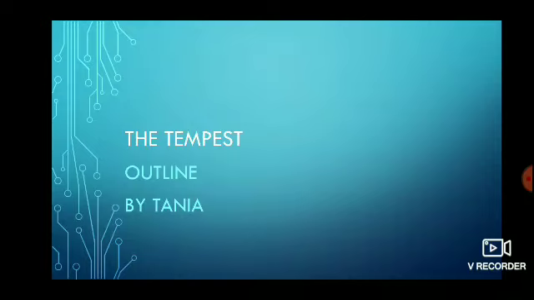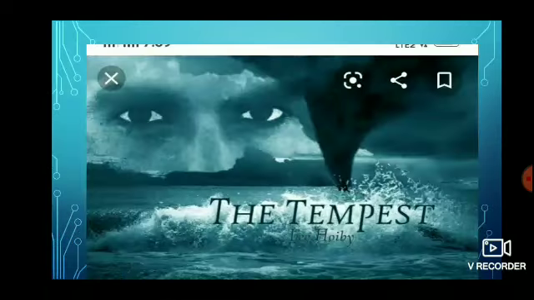Now, here I'm going to tell you about the Tempest. As you're just a beginner, it is just the outline of the story, The Tempest, for all who have not yet started it. And before starting, you should know the outline. When you are aware of the overall story or overall part of this drama, it will be easy for you to understand what is in the content. So, let us go with the outline.